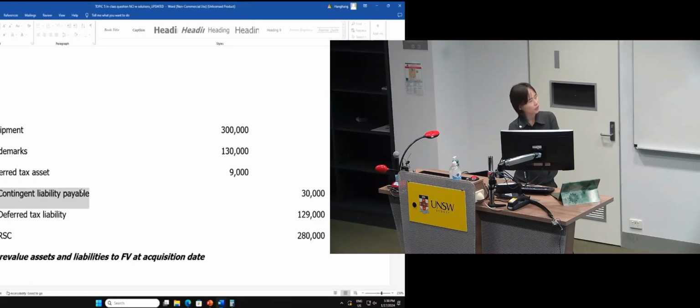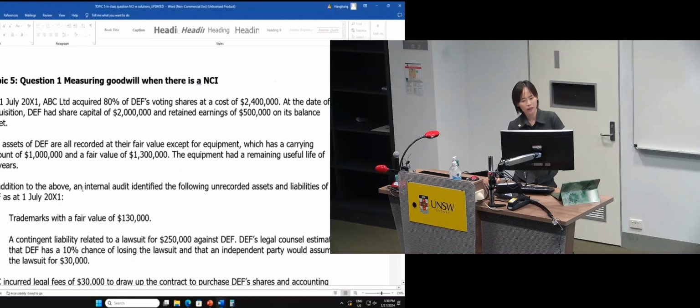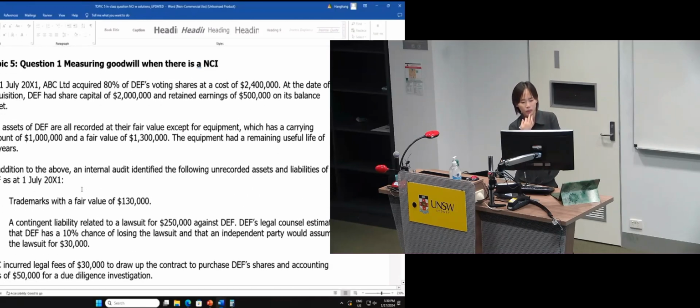So for equipment, for example, there will be a debit of accumulated depreciation. Oh, I don't have that. There's no accumulated depreciation information. I only know the carrying amount. Then that's fine. We just have a debit to equipment for 300,000, right? It takes the difference between fair value and carrying amount, that's 300,000. And then credit DTL, 30% of 300,000, credit RSC. That's for equipment. Then what about trademark? Debit trademark, 130,000, right? Credit DTL, 30% of that, credit RSC, 70% of 130,000.